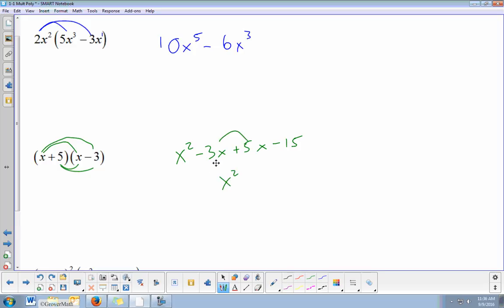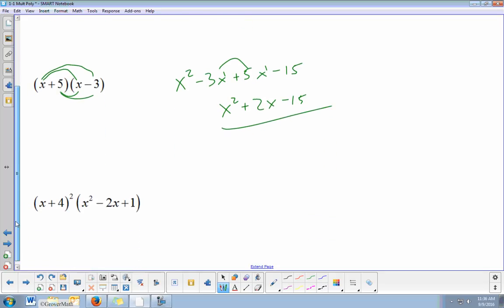These are my like terms because they have the same variable with the same exponent. So negative 3x and 5x combines to be a positive 2x, negative 3 plus 5, and a negative 15. And now there's no more like terms here. These both have an x, but they have different exponents, so they're not like terms. And so that's the final answer there.